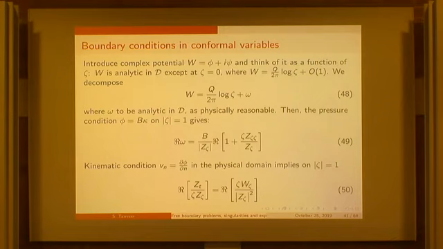So then the pressure condition becomes, recall the pressure condition means pressure is equal to surface tension times curvature. This is the curvature term. If you take the real part of W, that's essentially the pressure, right? Because that's phi. Phi is the scaled pressure. Then, because on the unit circle this thing is zero, you end up getting a condition for the analytic function omega. This is one of the conditions.